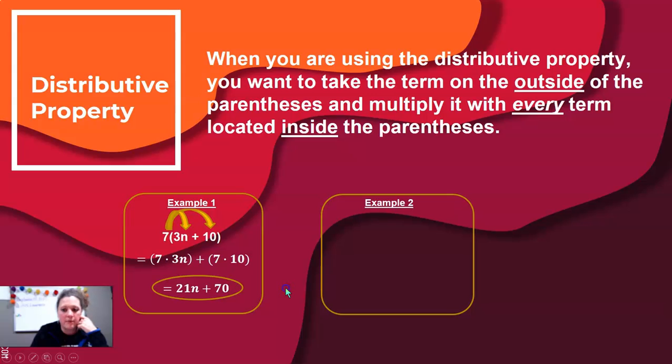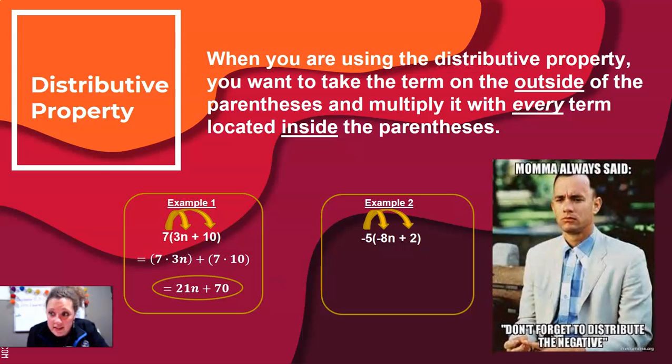Let's look at another example. So this one, I have included a negative sign. So negative 5 times negative 8n plus 2. So we have to be super careful when we are multiplying with a term on the outside of the parentheses that is negative. Why, may you ask? Well, we have to make sure that we distribute that negative sign with the 5, that it doesn't become left out, because as Forrest says, Mama always said, don't forget to distribute the negative. So if Forrest Gump is telling us, that means that's what we need to do.